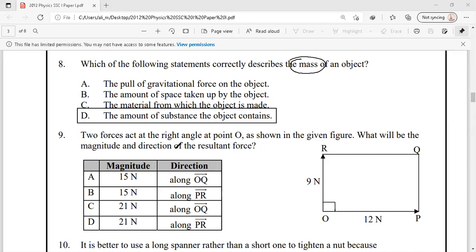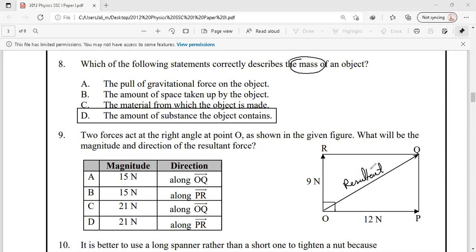Question 9. Two forces act at a right angle at point A as shown. What will be the magnitude and the direction of the resultant force? Let's draw the magnitude and direction in this vector diagram. We have two vectors. One is 9 newtons and the other is 12 newtons, acting perpendicular to each other. We have a rectangle formed, OPQR, so the resultant vector is the diagonal of this rectangle. This is the resultant vector R.